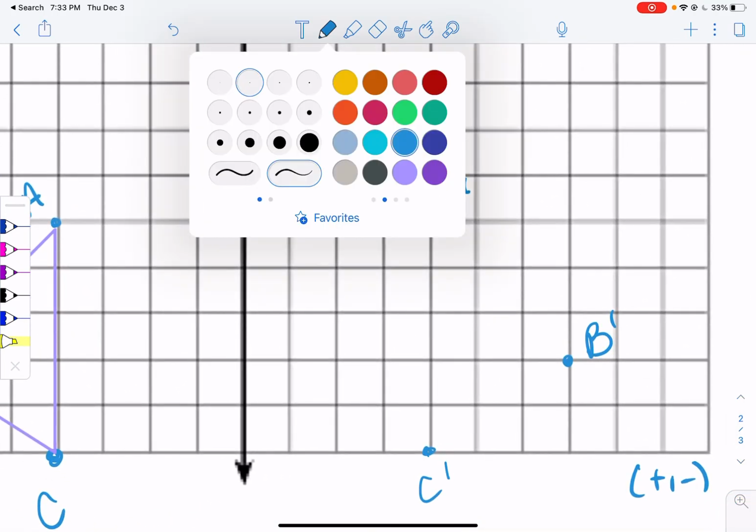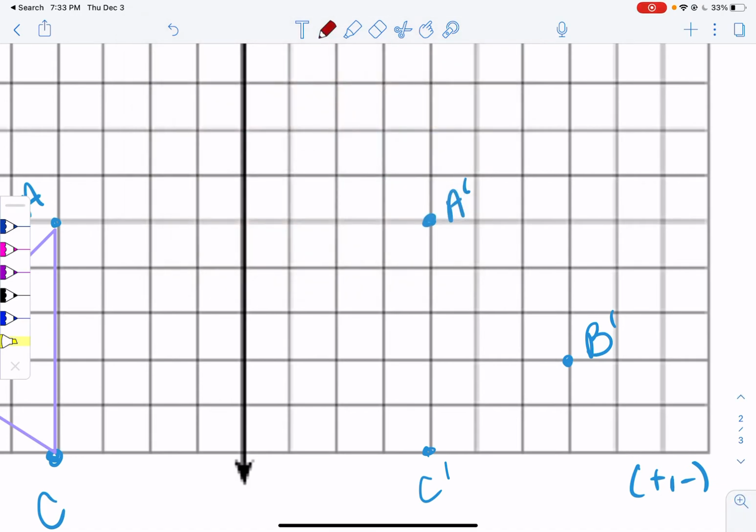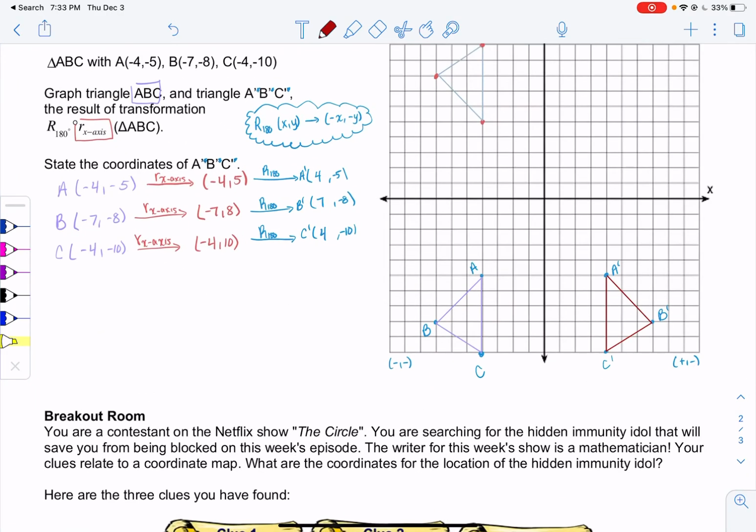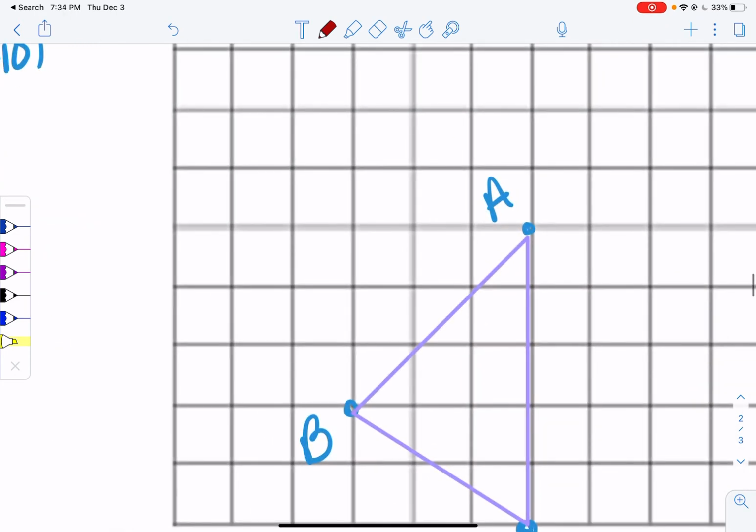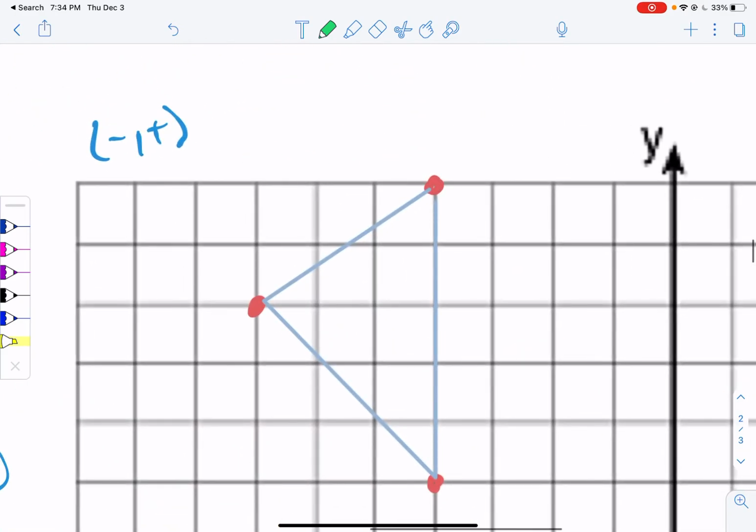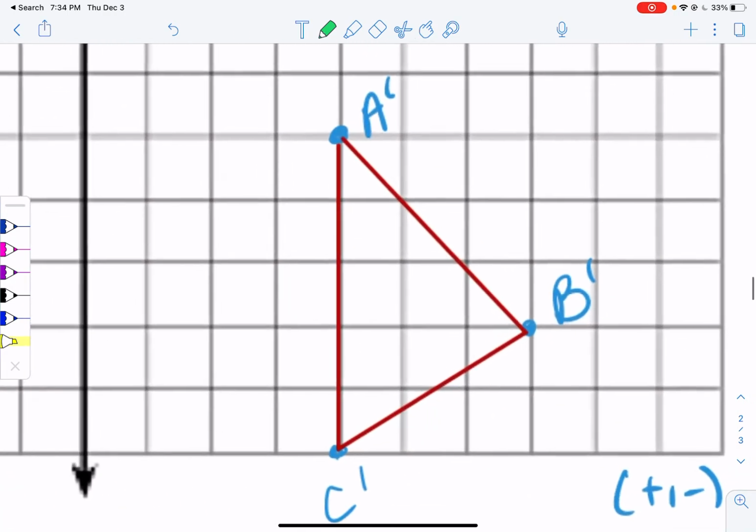And now I'm going to connect them. I'll connect them with red. So if you look, I now have my image. So I have a triangle ABC, which is my original. This is my middle, so basically the image that helped me get my new one. So this is, how do I put this? Let's call this my helper. And this is my image.